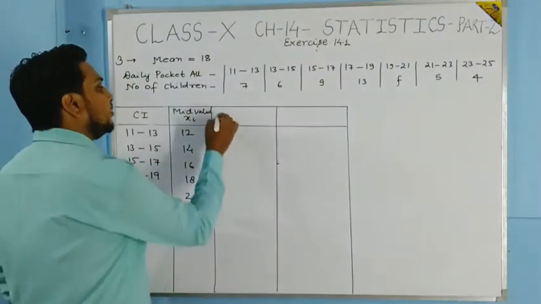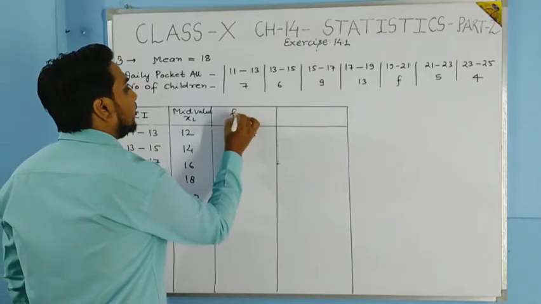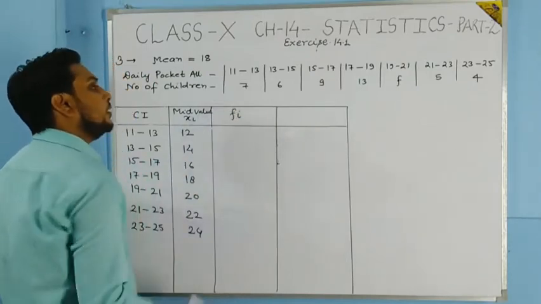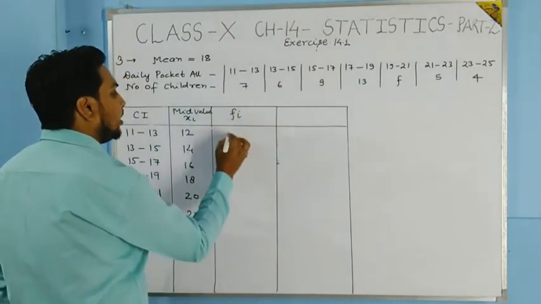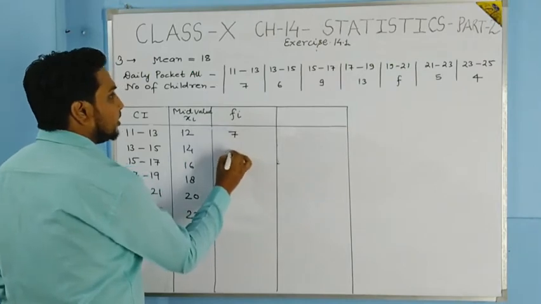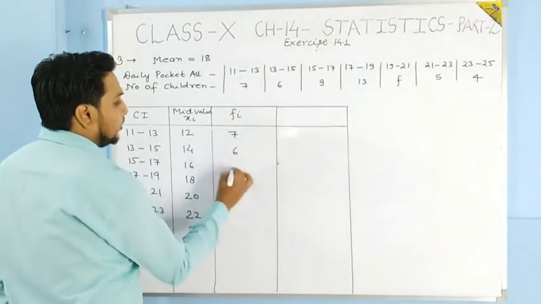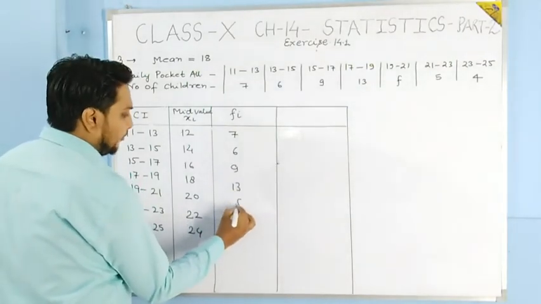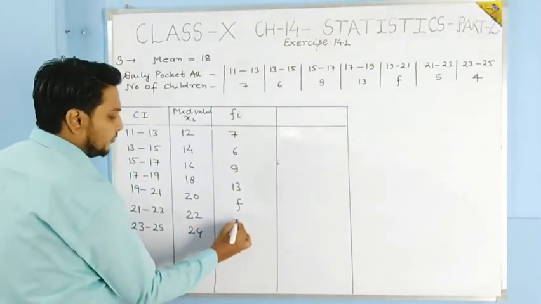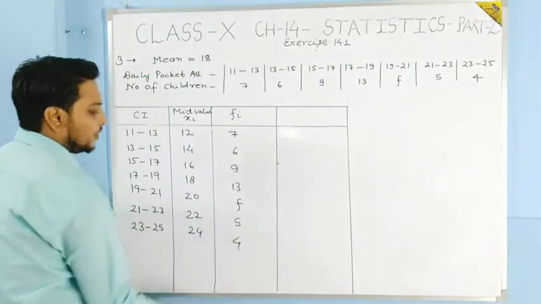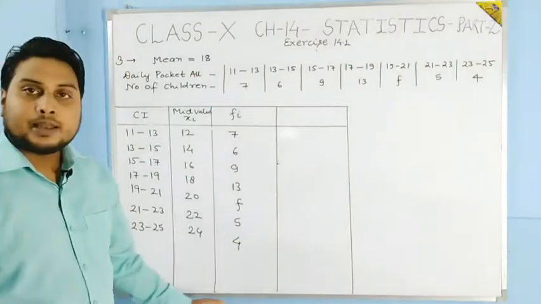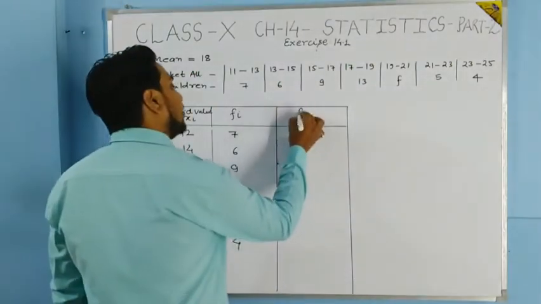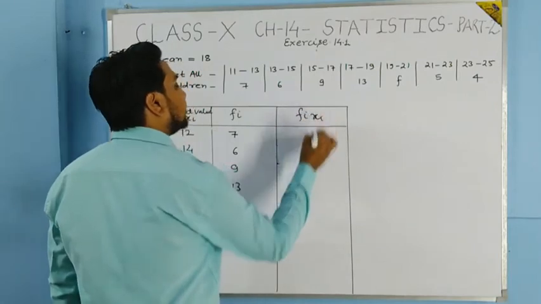After that, students, we will write the values of fi. All the fi's are given here. The first one is 7, second one is 6, third one is 9, then 13, then it is f, and then 5 and 4. And after that, in the last, we'll find fixi.